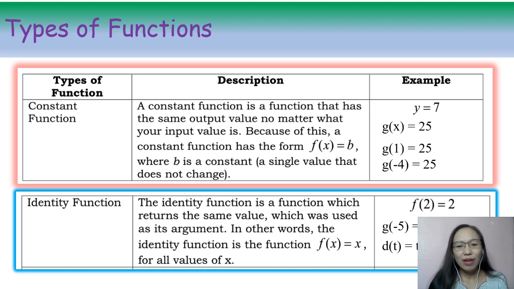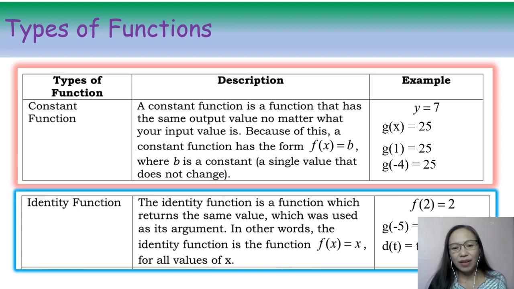And we also have the identity function. The identity function is a function which returns the same value which was used as its argument. In other words, the identity function is the function f of x is equal to x for all values of x. We have there f of 2 under example. f of 2 is equal to 2. What do you think is the answer for g of negative 5? If this is an identity function, g of negative 5 will be negative 5.